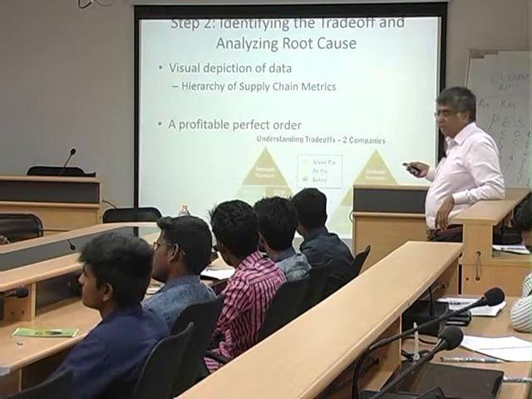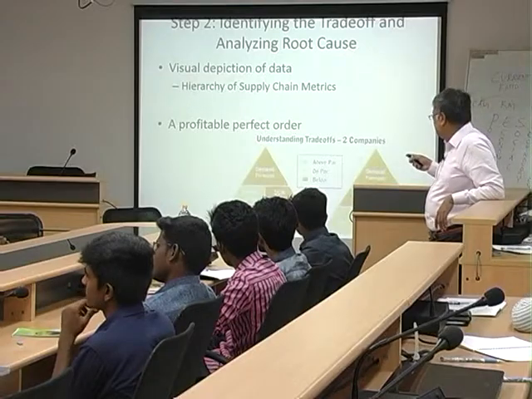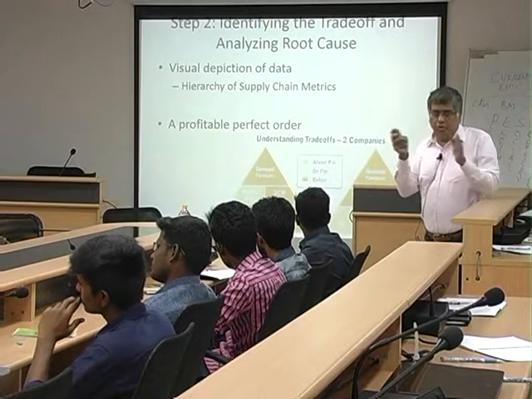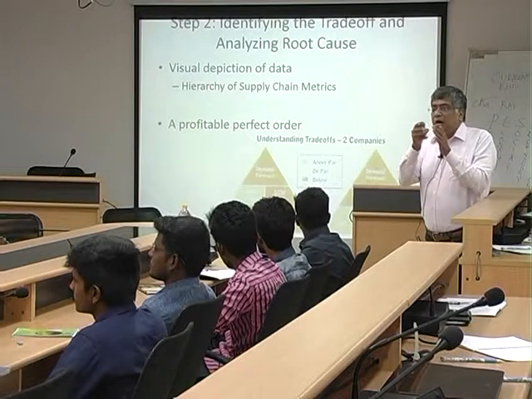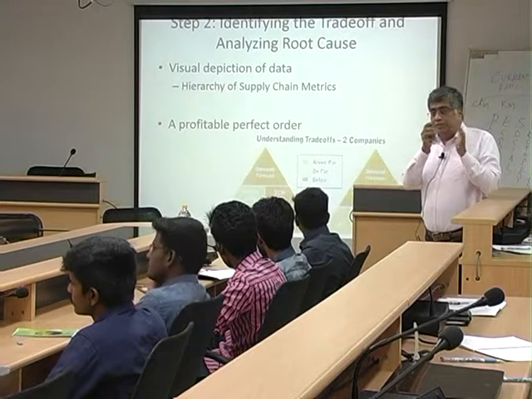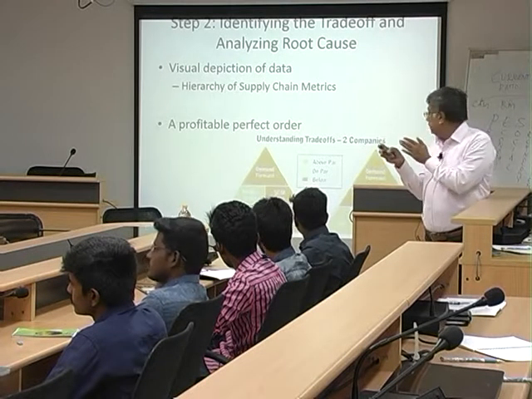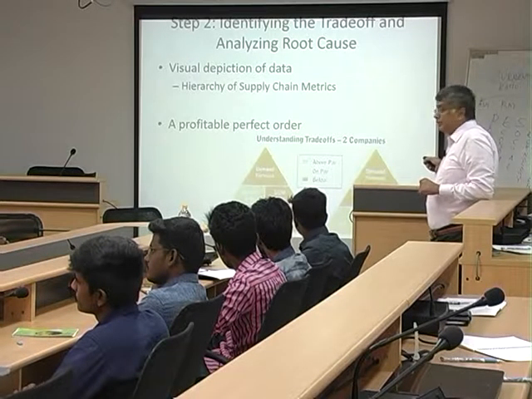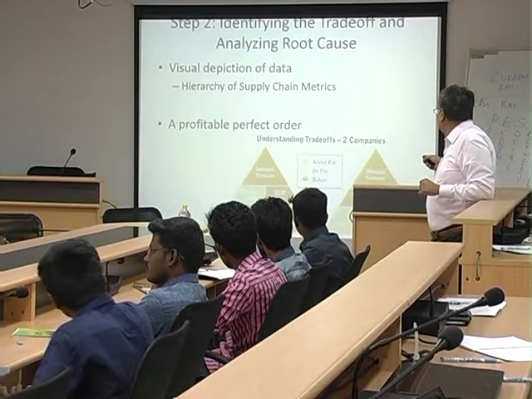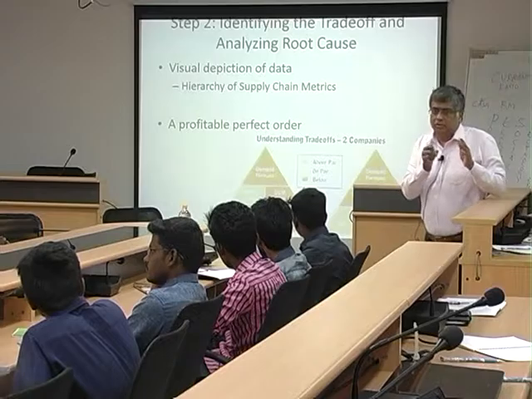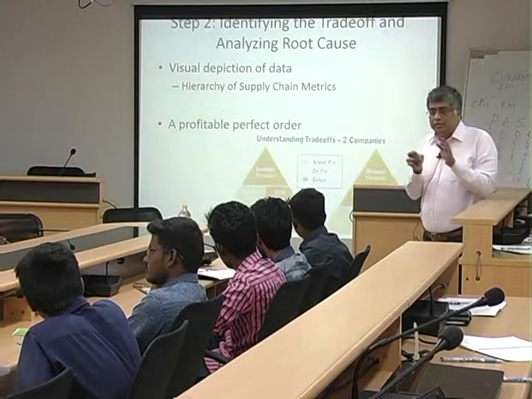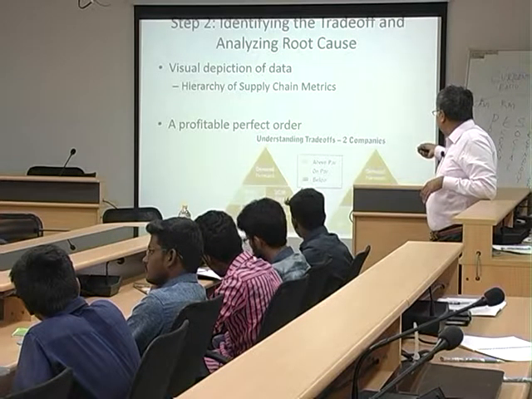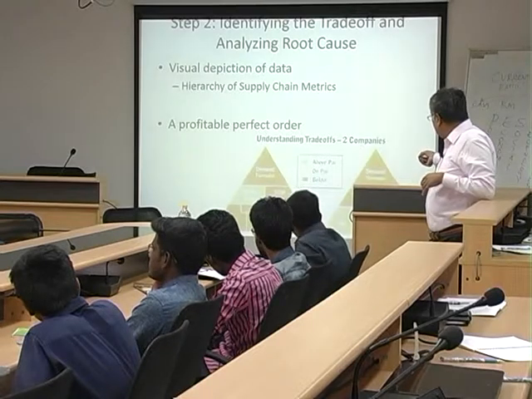So when you look at a depiction of the data from a company point of view, there are two things that can go wrong. One is how it can go wrong with respect to the company and supplier, and how it can go wrong with the customer. So look at this. If you look at a hierarchy of supplier metrics, there are two things which can go wrong, one is the demand side and one is the supply side. So we are looking at metrics which are above par, on par and below par.